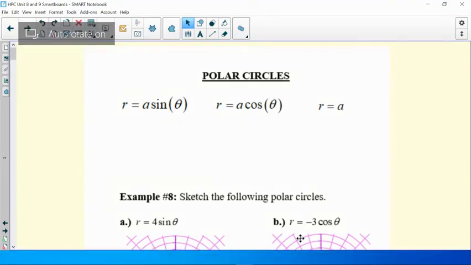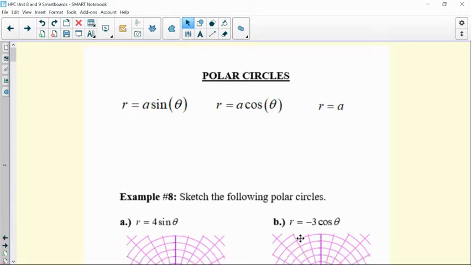Okay, so the goal of this video is to look at polar circles and be able to graph what a polar circle is, again, without technology, without a graphing calculator or Desmos. And really, two of the cases can be thought of as a polar rose with just one petal. Then there's also a very basic function that we looked at on the first day of polars, and that's r equals a constant.